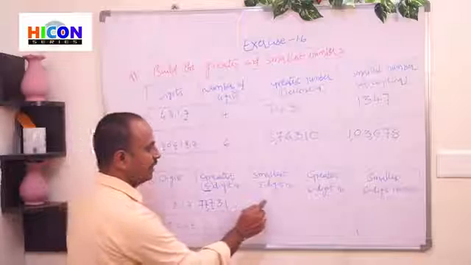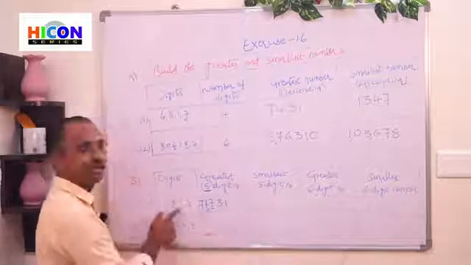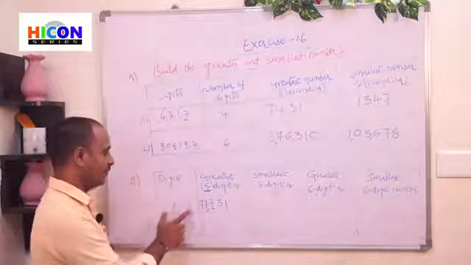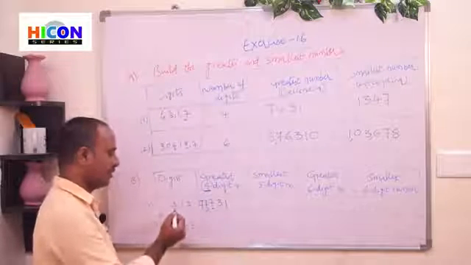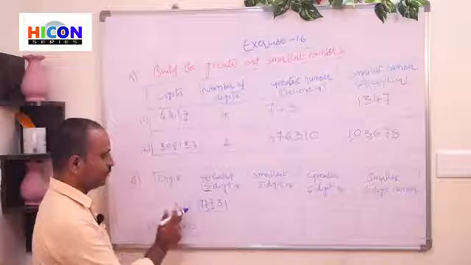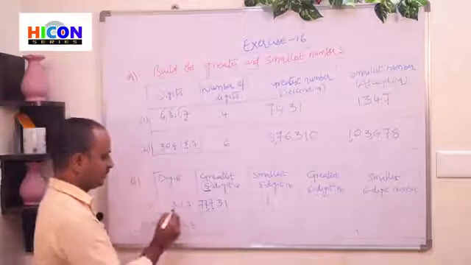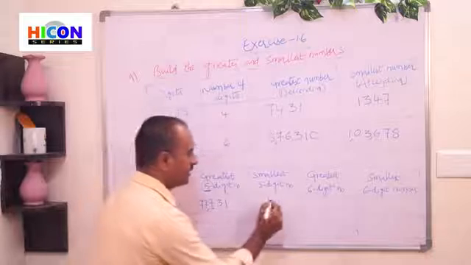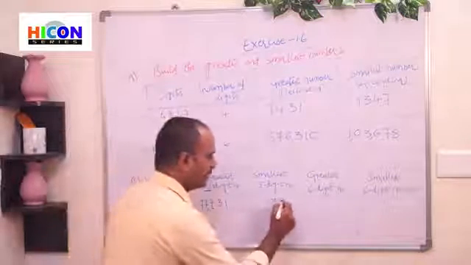Next, smallest 5-digit number. The smallest number can be obtained by arranging the given digits in ascending order. So first arrange the given digits in ascending order. Ascending order means smallest to greatest. So which one is the smallest? 1 is the smallest. Next, after 1, which one is the smallest? 3 is the smallest. So write 3 after 1. And there is remaining 7. So write 7 in the last place.